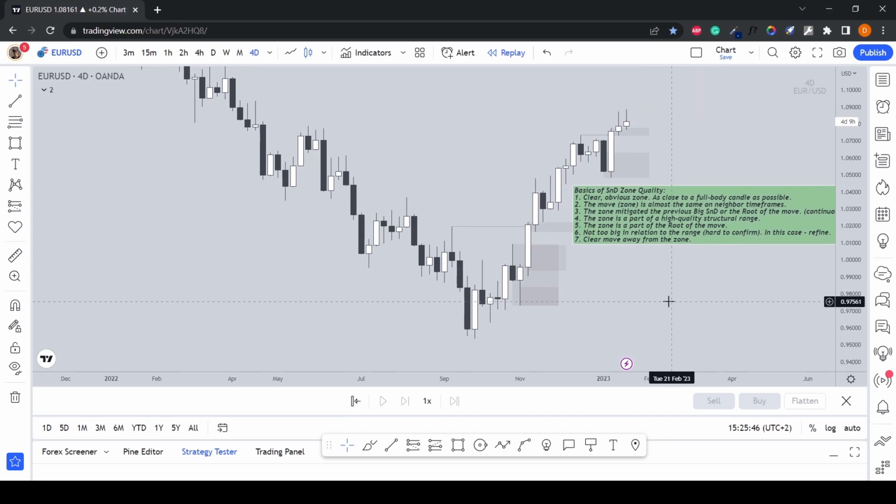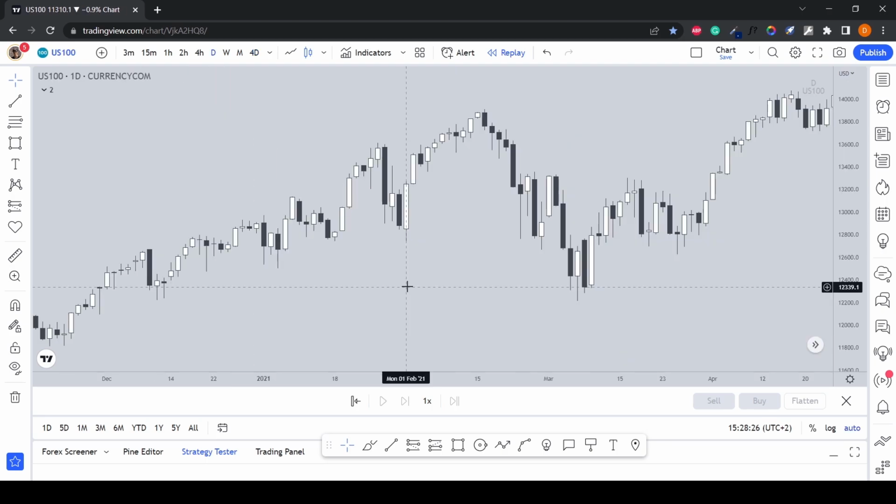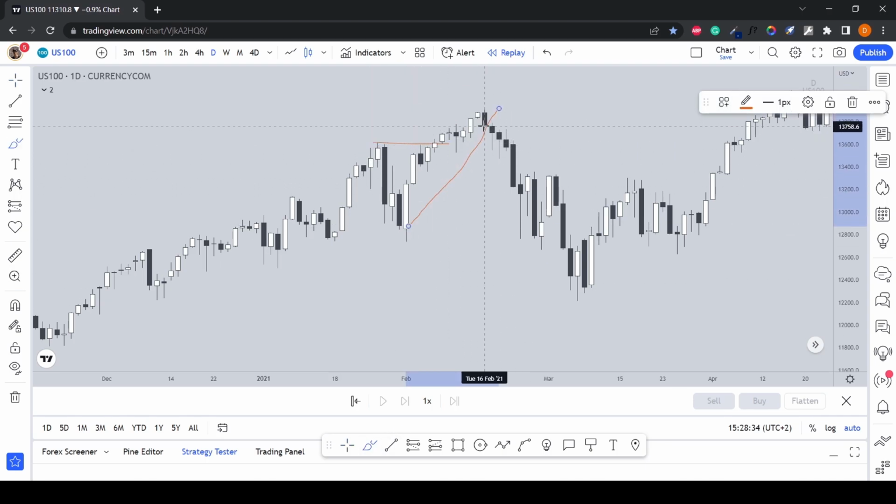Okay, so let me find a good example for you. Let's take a look at these two examples. So you have this low quality break of structure, and for some reason you want to use this zone, this down move before the up move. This is obviously a low quality zone because it's just too huge in relation to the range. It represents almost the whole range.